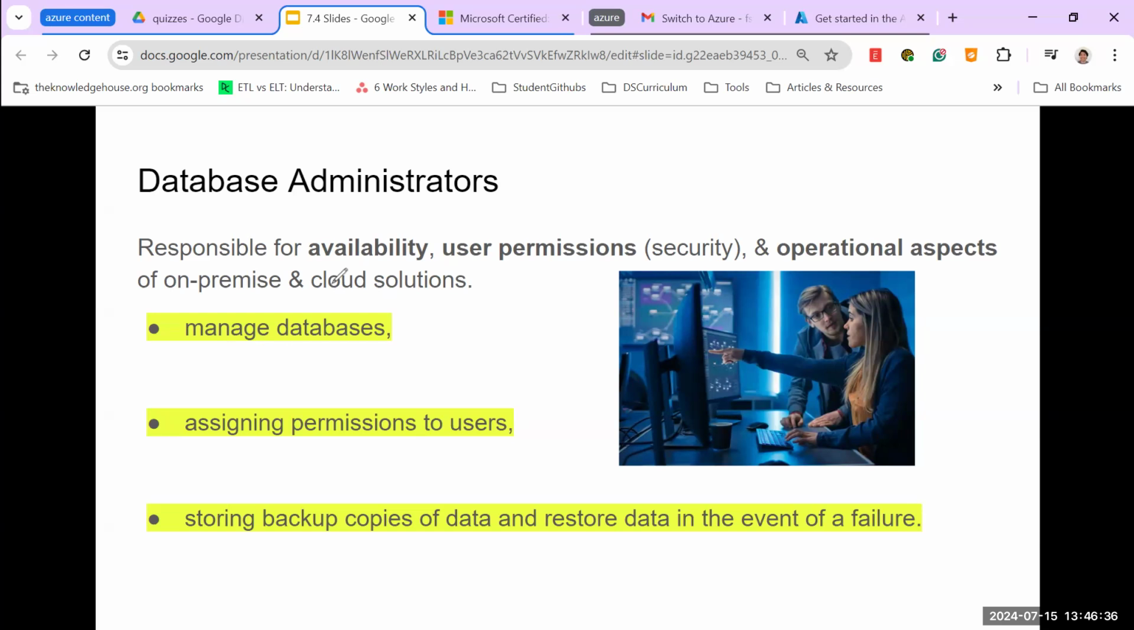When we say availability, we're basically talking about the uptime of the database, right? Companies often say, oh, 99.9% availability, and so on. In very rare instances do we expect our database to fail, in optimistic terms, right? So just to summarize, a database administrator manages databases, assigns permissions to users, handles the backups of data, and also hopefully restores the database in the event of an emergency or a failure.